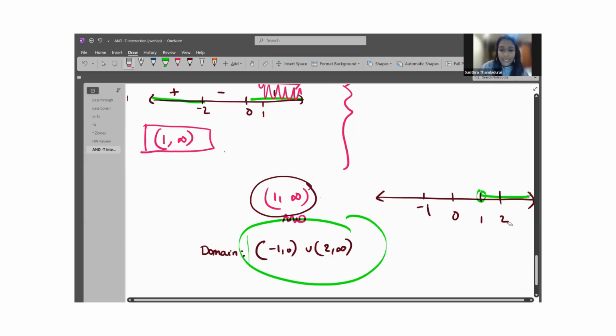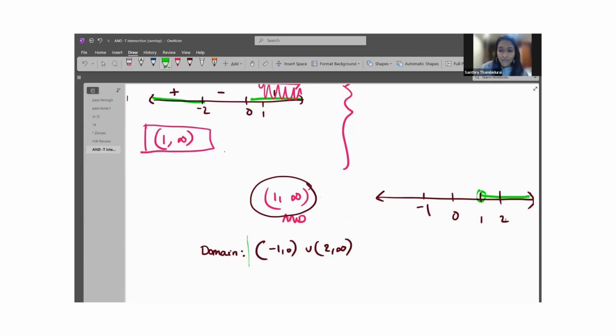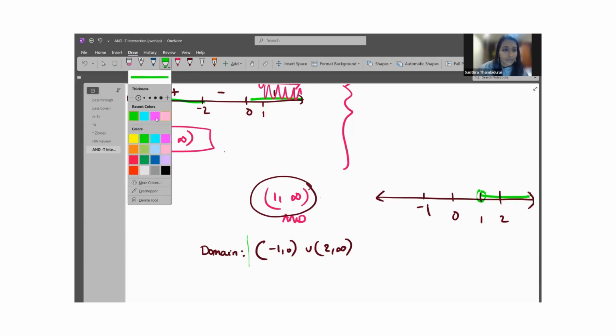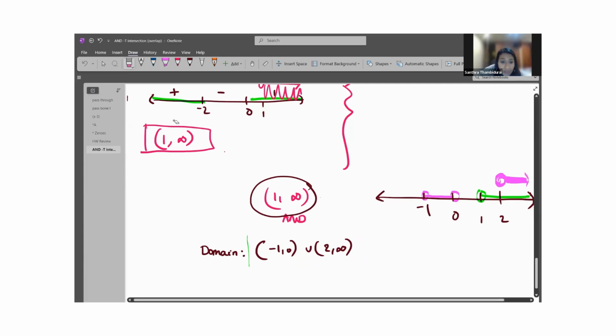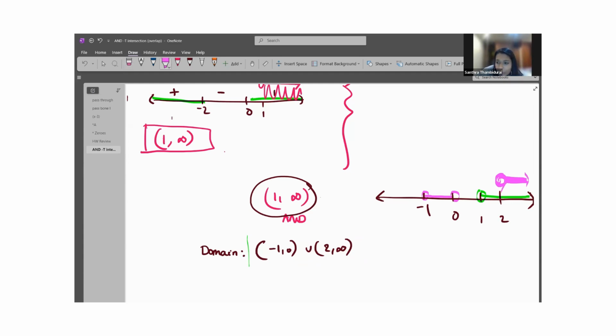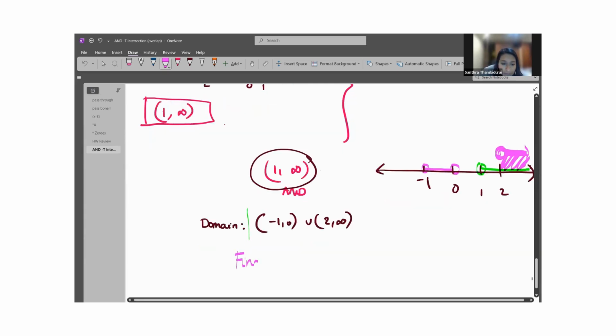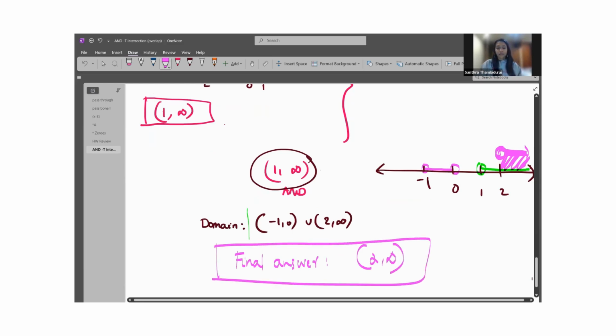This domain looks like -1 to 0, and 2 to infinity. So when I'm connecting the solution of the cases with the domain, I'm always looking for an overlap. What is my overlap here? My overlap here is, this is the answer. So my final answer is 2 comma infinity. Okay.